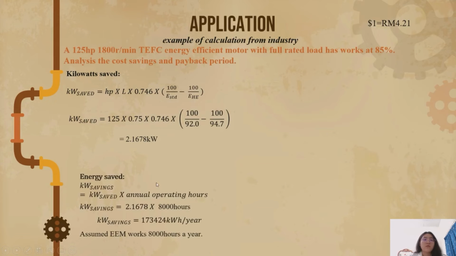Next, we can calculate the energy saved. So this is the formula, and we multiply the kilowatt saved times the annual operating hours. For annual operating hours, we assume the EEM works 8,000 hours a year. So we get the answer: 173,424 kilowatt hours per year.